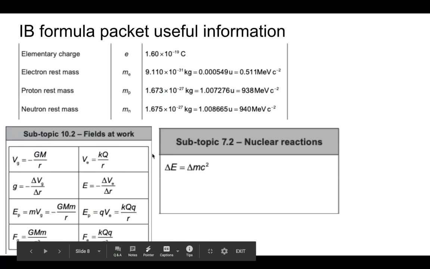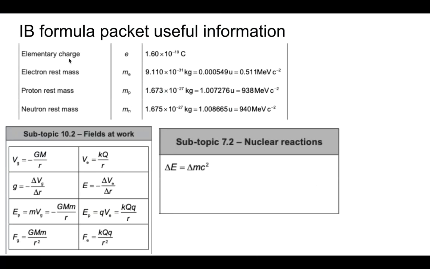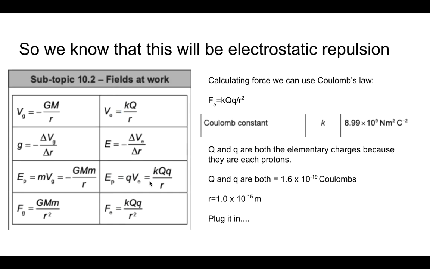All right, here's some more useful information. On the first part of the formula packet, elementary charge, that's the charge of each electron would be negative this, and each proton would be positive this. Masses of each of the objects in kilograms and atomic mass units, and another unit we'll talk about later. And then once again, I have those equations there we'll talk about. So let's think about this. How would we calculate the force?